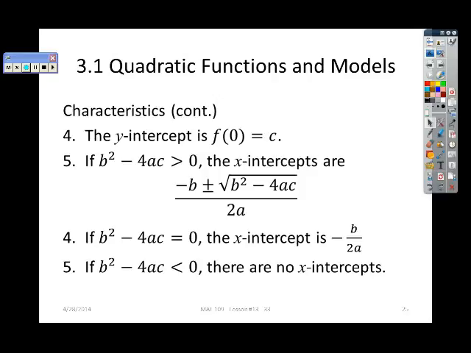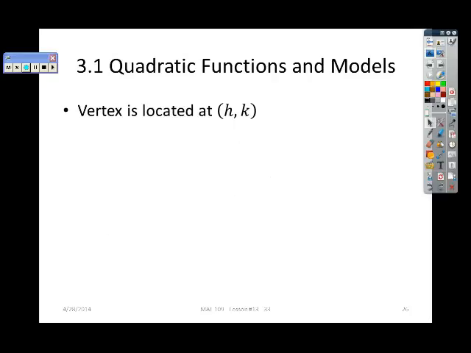Because then you would have imaginary number answers, and you can't have real ones. Where it crosses the x-axis are the real valued solutions. So if there are no real valued solutions, it does not cross the x-axis. Vertex at h and k.